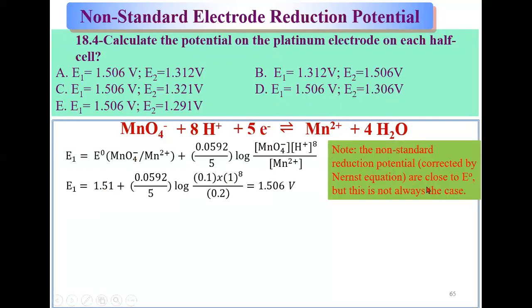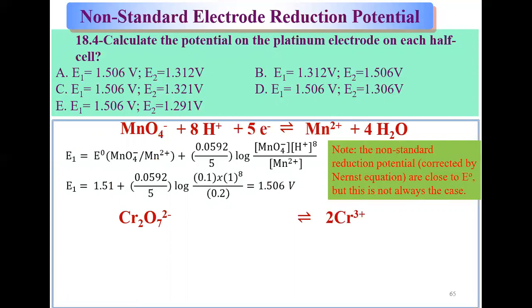Now, that's not always the case, and we saw that in our previous question. These numbers can vary greatly. They don't have to be equal to the E naught, but nonetheless, in this case, it was. Let's look at the chromium couple.